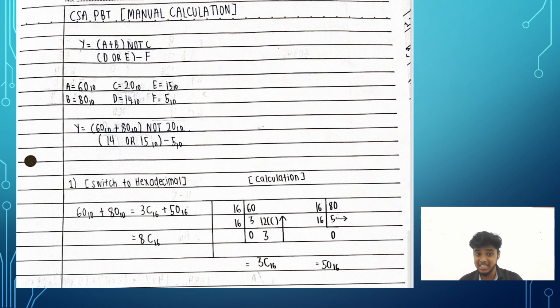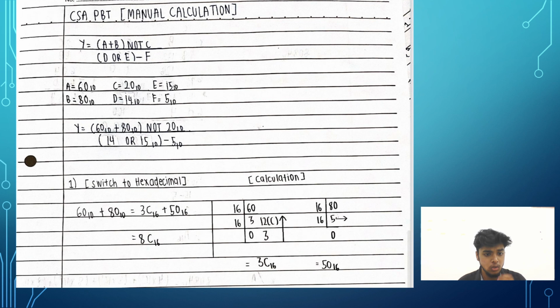There are some numbers chosen to complete the operation by manual calculation: a equals 60, b equals 80, c equals 20, d equals 14, e equals 15, and lastly f equals 5. After putting all these numbers into the operation, it becomes open bracket 60 plus 80 close bracket not 20, divided with open bracket 14 or 5 close bracket, minus 5.